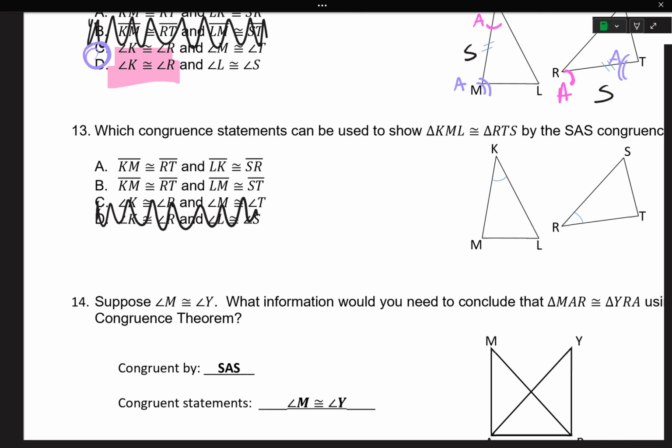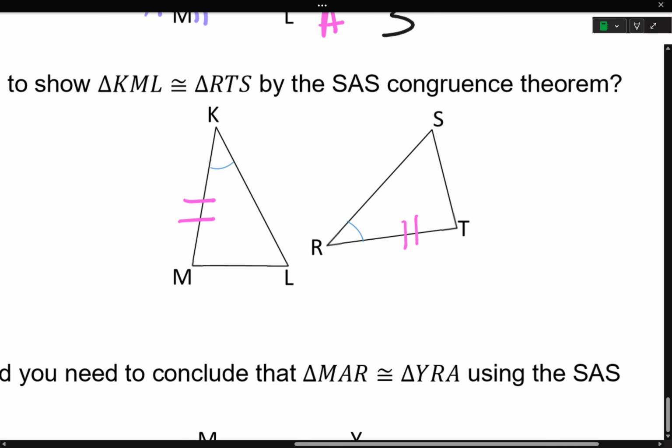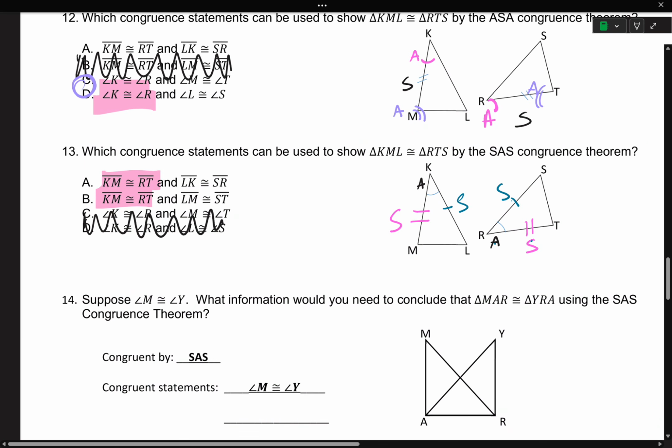A and B start the same way. KM is congruent to RT. Let's mark it. KM is congruent to RT. Which means we need another side. We have a side. We have an angle, which means we need a second side right there. Side angle. So we need a KL and an RS. KL, RS, that's letter A. Perfect.